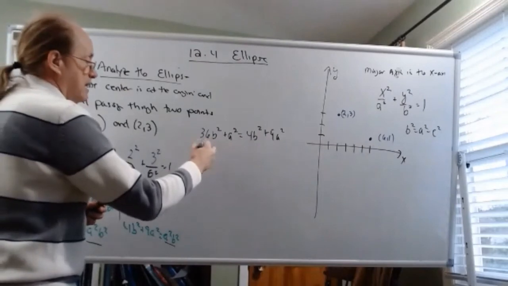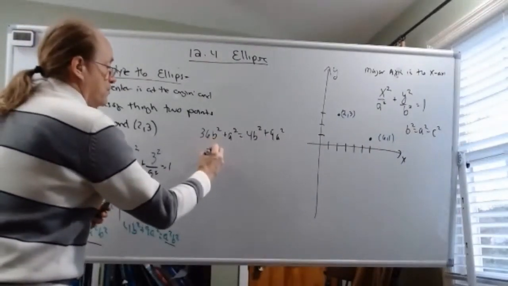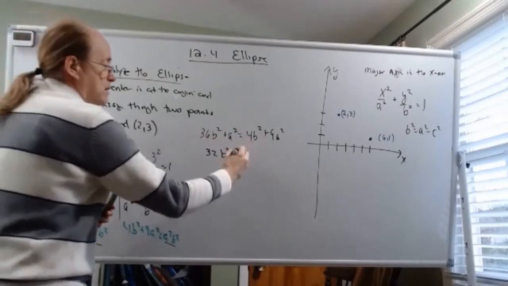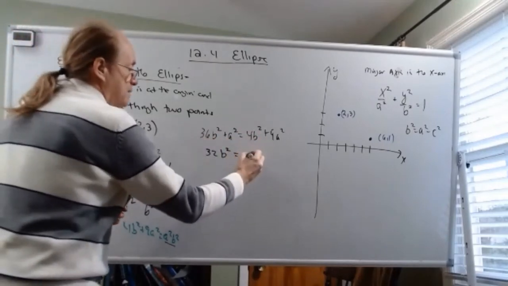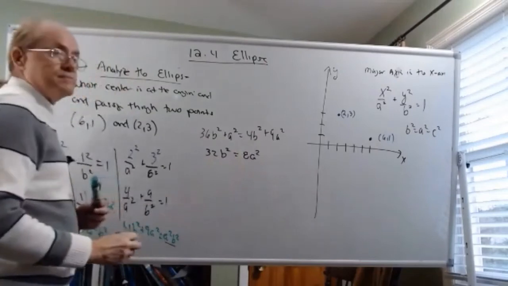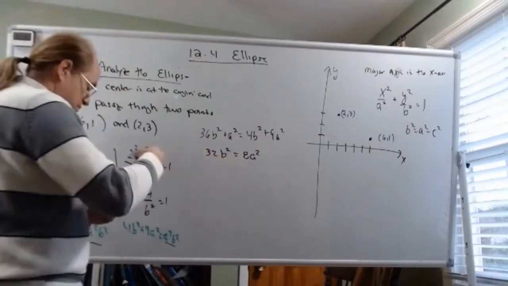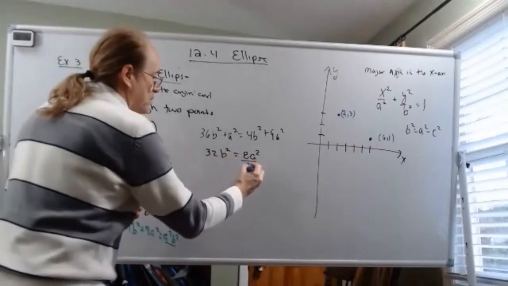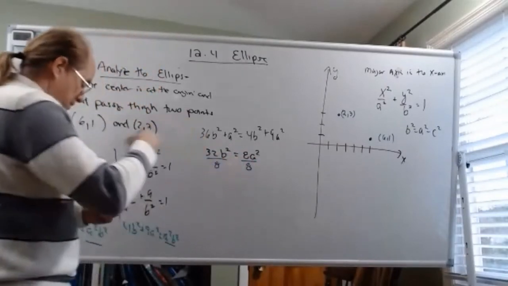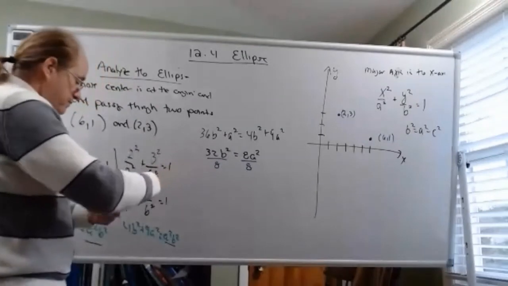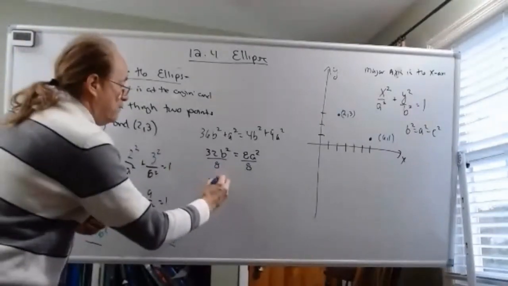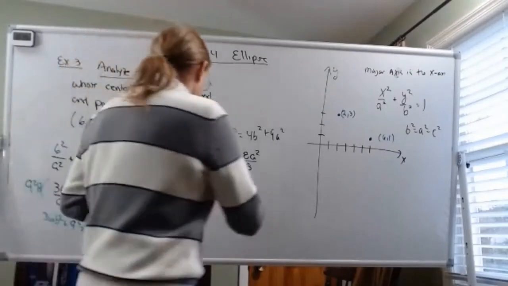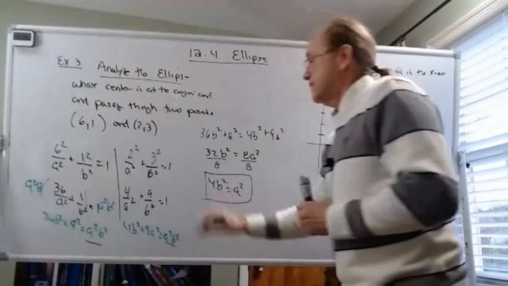So doing that, I end up with 32b squared, so 36 minus 4, is equal to 8a squared. Now, I could divide both sides by 8 if I wanted to. It just makes it a little bit easier to work with. You don't have to, but it's easy to work with if you do that. So this tells me my 4b squared is equal to a squared. That's an important relationship that I have.